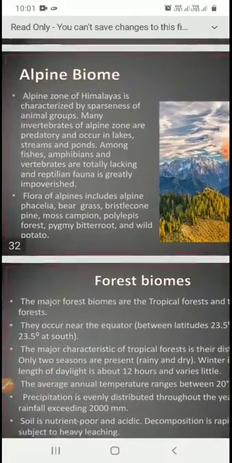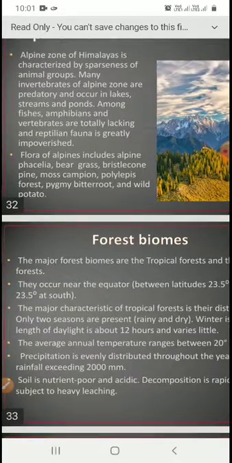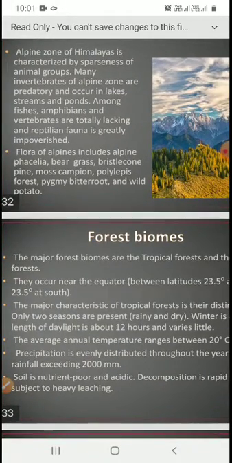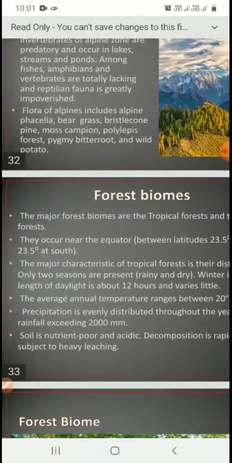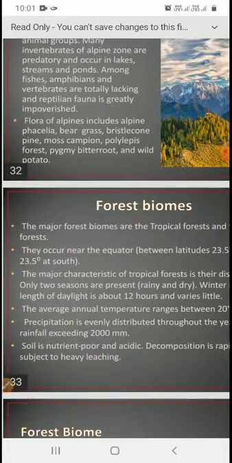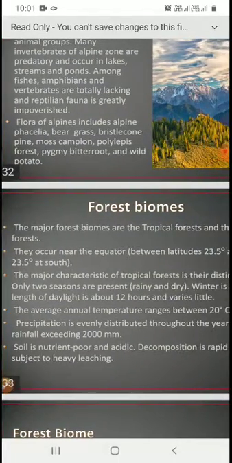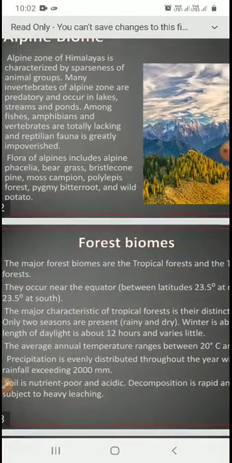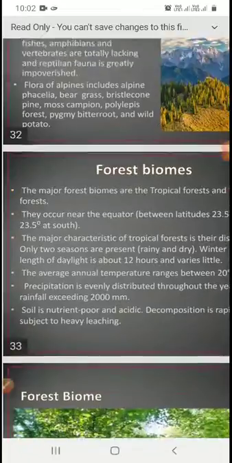In the Himalaya, the fauna is characterized by sparseness of animal groups, and many invertebrates live there. Amphibians and vertebrates are totally lacking, and the reptilian fauna is greatly impoverished. Flora of the Alpines includes Alpine Vaccinium, pear, grass, moss, pine and others. These and all. What is this? Yeah, plants. So beetroot and wild potato are present in that place.